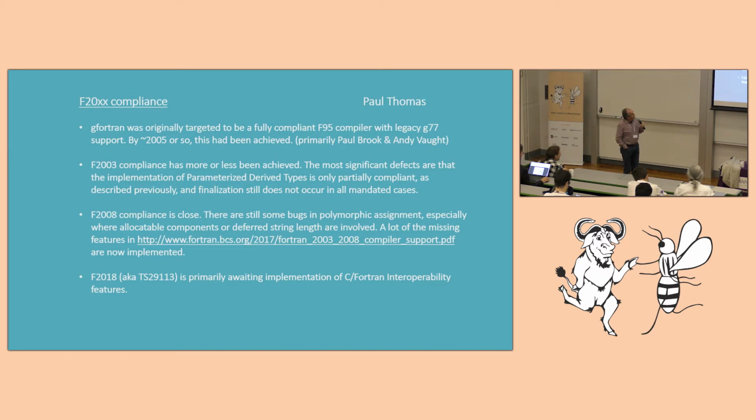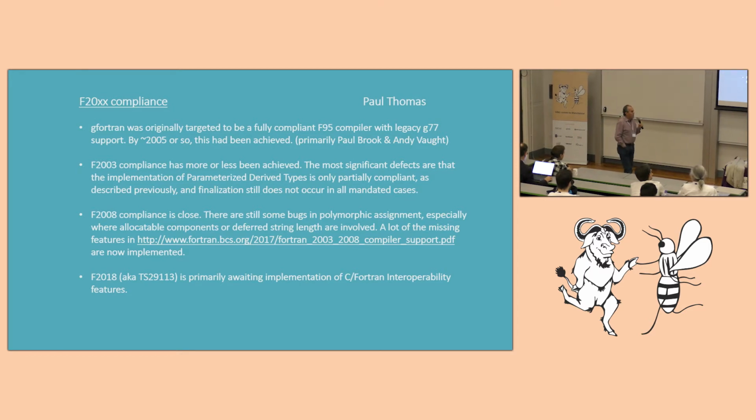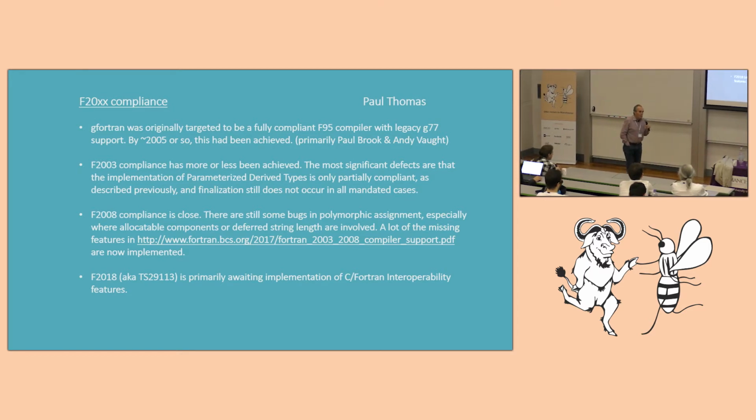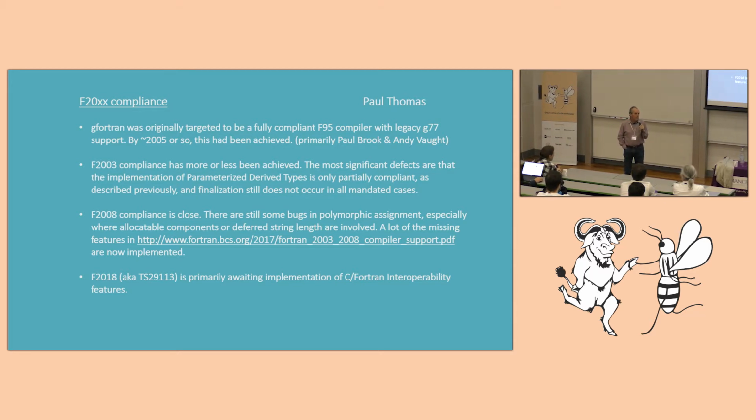We have, as I say, the partial compliance in respect to parameterized derived types, and it is known that finalization doesn't always occur automatically when it should. So, for example, there are 1 or 2 cases where allocation with a source, rather than allocating an object and then filling it afterwards, where the source, if it's a function, the finalization still does not occur. So there are a number of such cases.